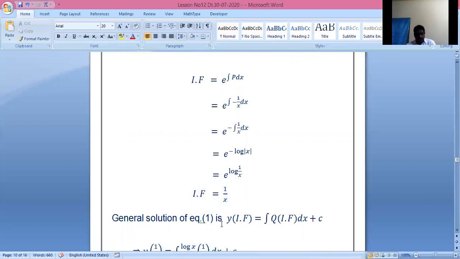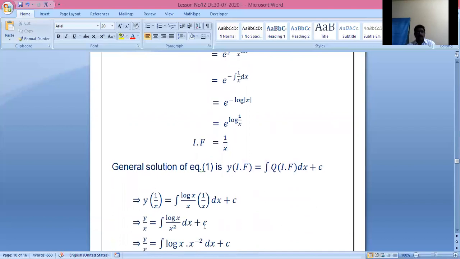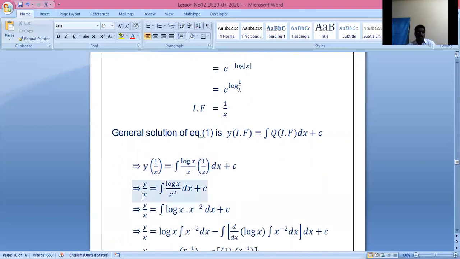General solution of equation 1 is y into IF is equal to integration of Q into IF dx plus c. That implies y into, here IF is 1 by x, is equal to integration of Q, here Q is log x by x, into IF, 1 by x, dx plus c. That implies y by x is equal to integration of log x by x square dx plus c. That implies y by x is equal to integration of log x into x to the power of minus 2 dx plus c.